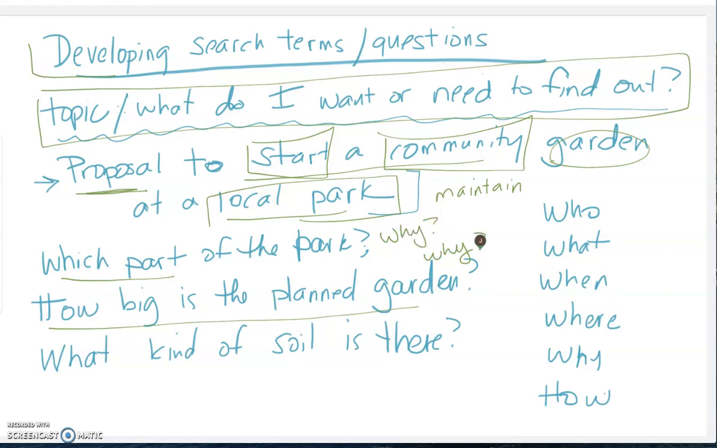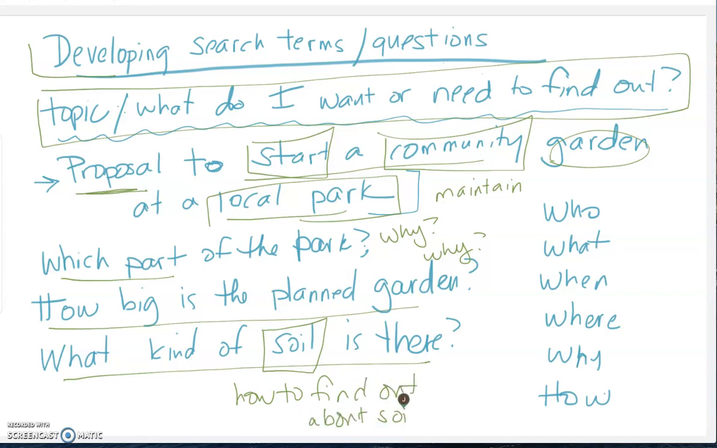Now that may not be something I can find online, but those are questions that are coming to me as I'm doing my research. Also, what kind of soil is there? What do I know about soil? Maybe not a whole lot. So there could be some research to be done on soil, how to find out about different kinds of soil, the acidity, the pH, that kind of thing. So that might be something that I need to do a little bit of research on.